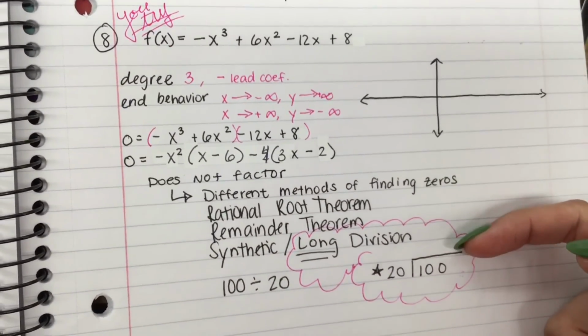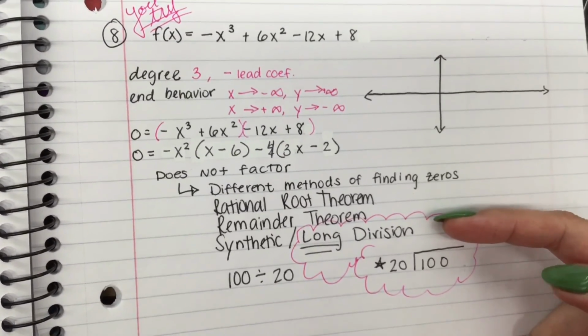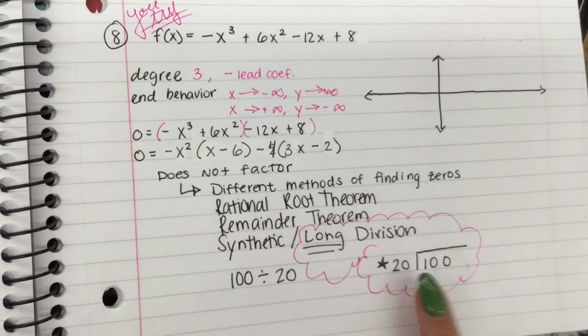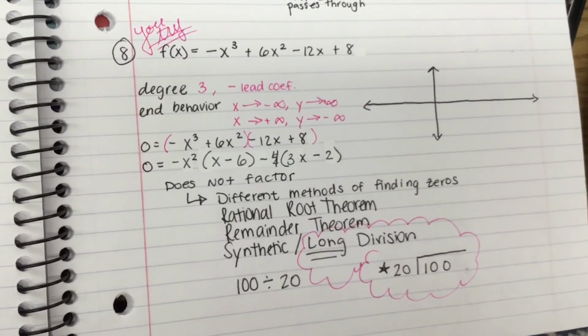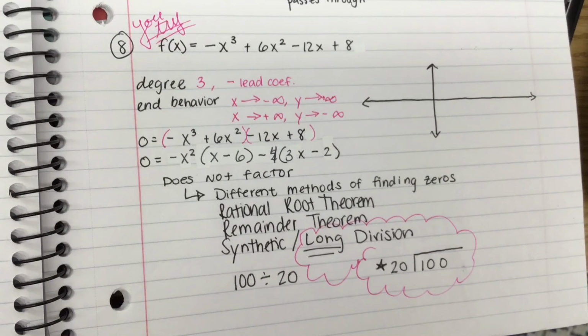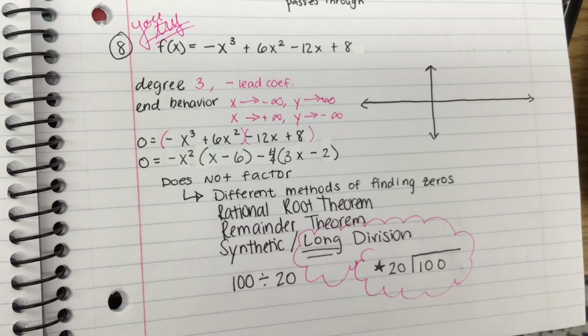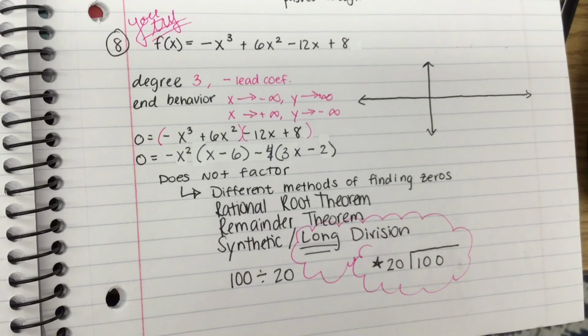That'll have to do with the rational root theorem, the remainder theorem, synthetic, and long division. So if you do not know how to do long division by hand with regular numbers, you're probably going to want to look that up before we move forward. So at this point, if you get to a polynomial that does not factor, we can't do anything more until we learn all of these other theorems and this long division.